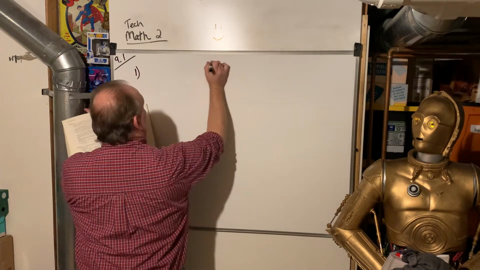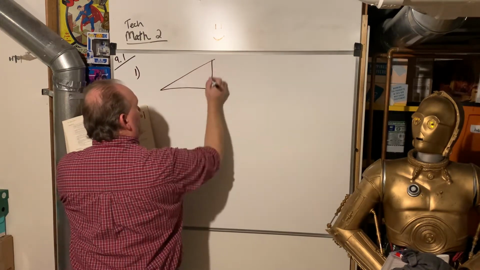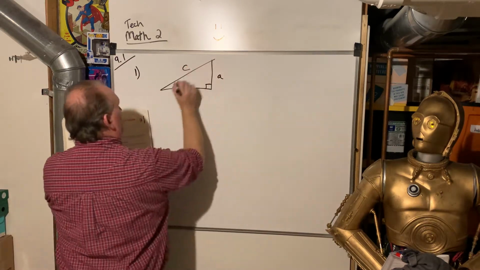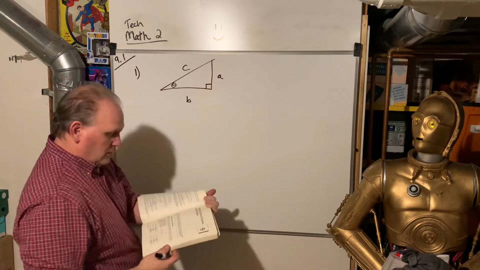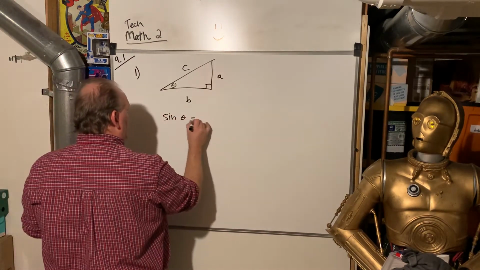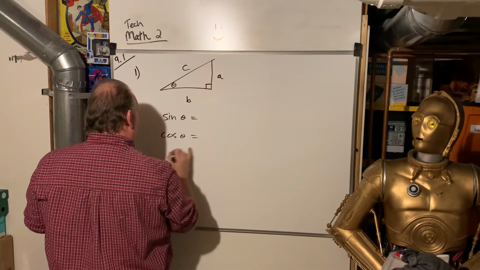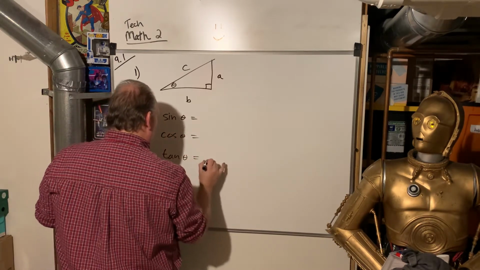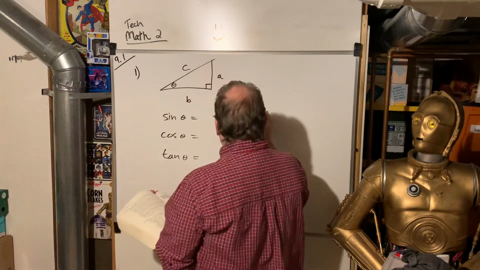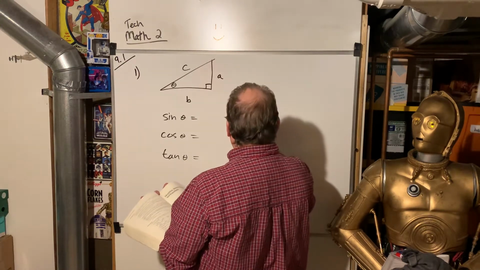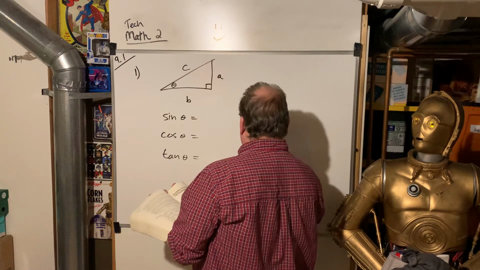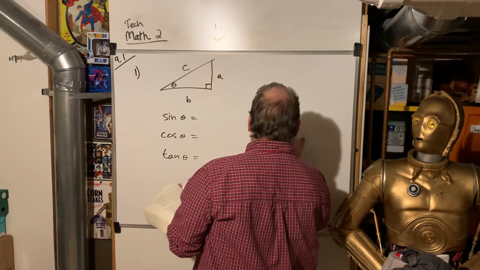Take a look at number 1. They give you a right triangle, and we've got A, B, C, and theta right there in that corner. And so they want to know what's the sine of theta, what's the cosine of theta, and what's the tangent of theta. And then they also want the cosecant of theta, the secant of theta, and the cotangent of theta.